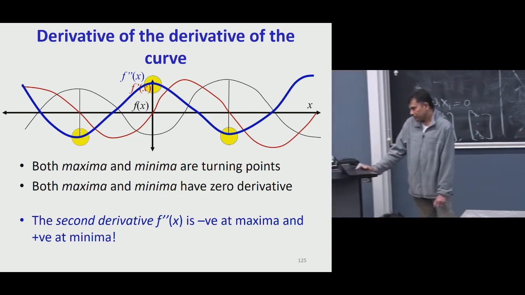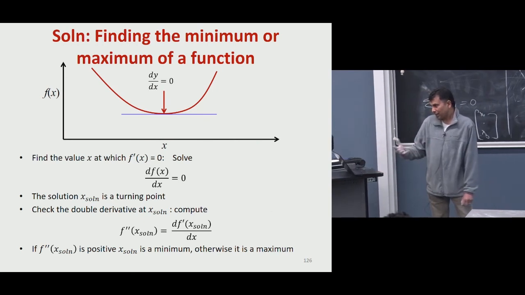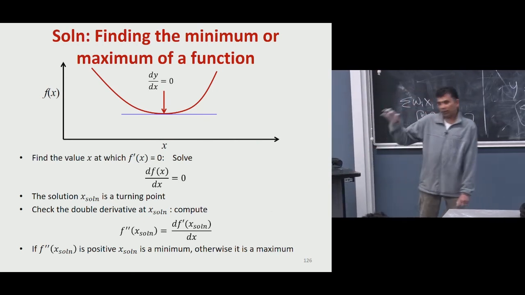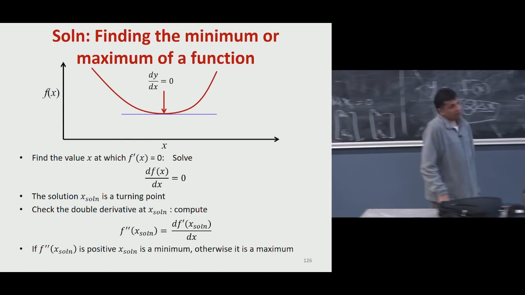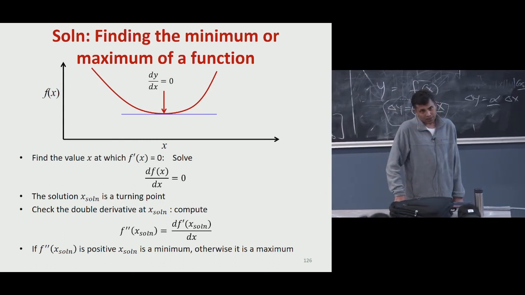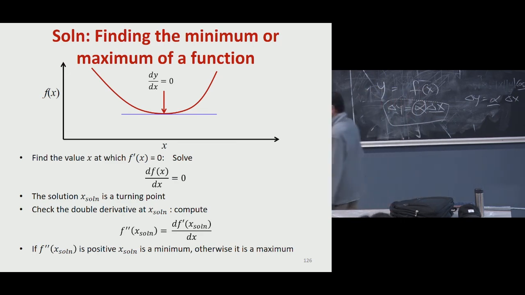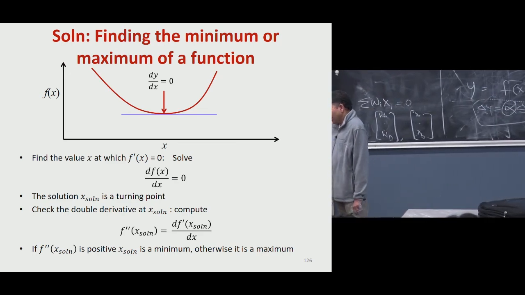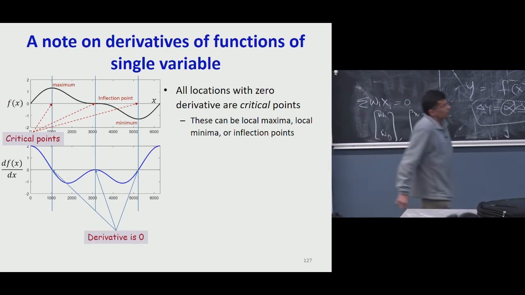Easy enough. So if you want to find the minimum of a function, the way you'd solve it is you'd find the value x where f prime of x was 0. This is a turning point. Then you check the second derivative, right? But then things can get a little more complex than that.